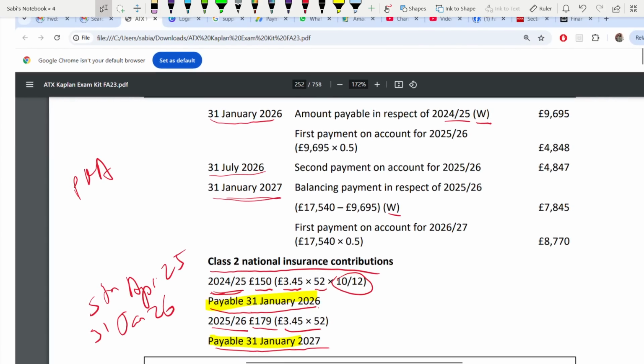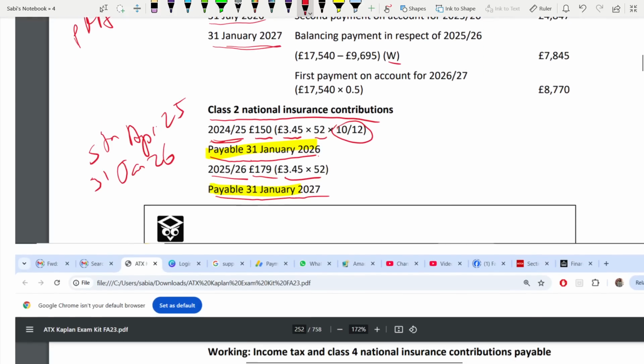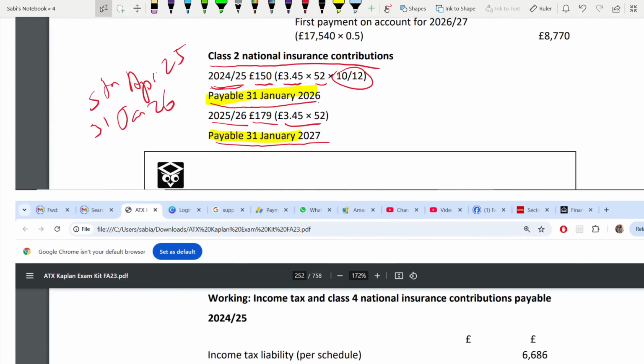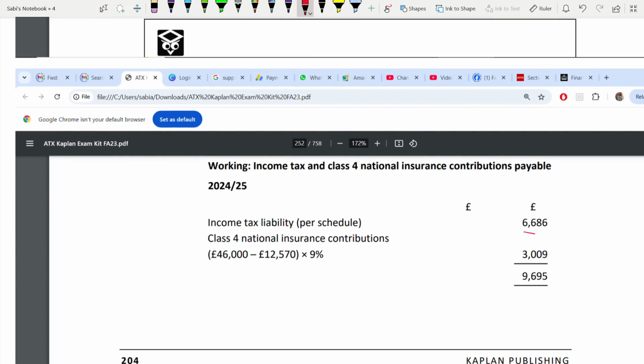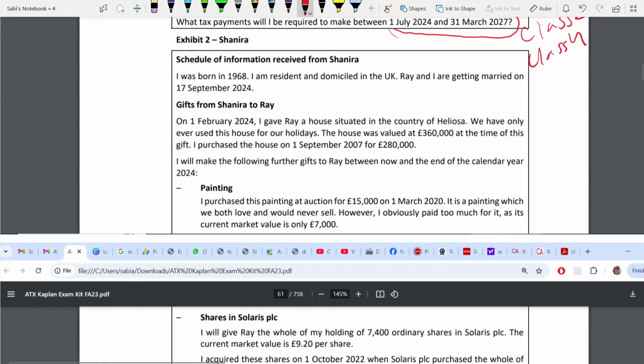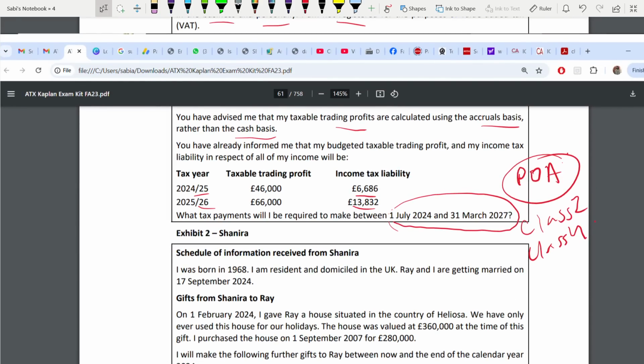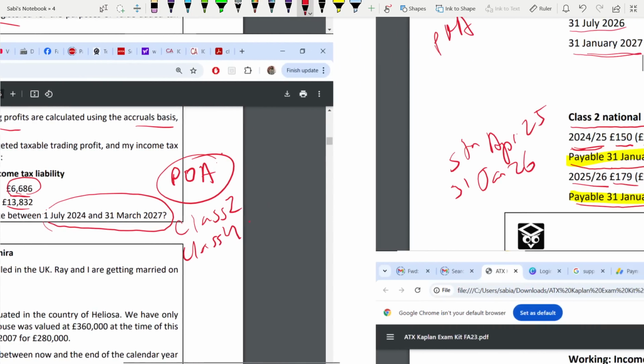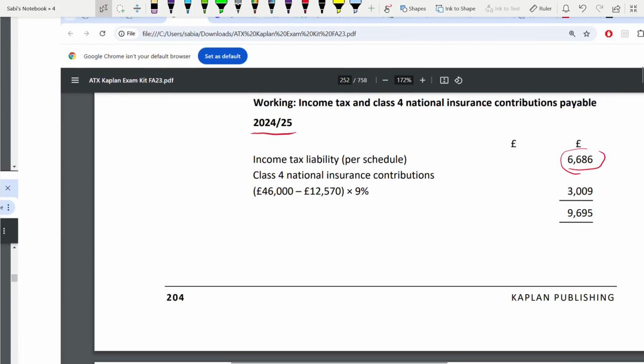So now first we'll calculate. We'll go to the working and we'll see how it is done. Okay. Income tax as per schedule you have been given for this year. Take it from the question. For class 4 NIC, you have to see your taxable income. It is this. Now it's 46,000. Okay, for that year. Remember, when we are having two different dates, date has to be kept separately. Earlier year first and later year later.